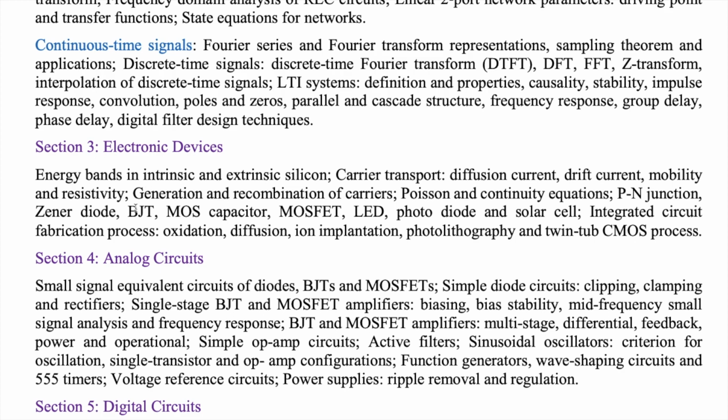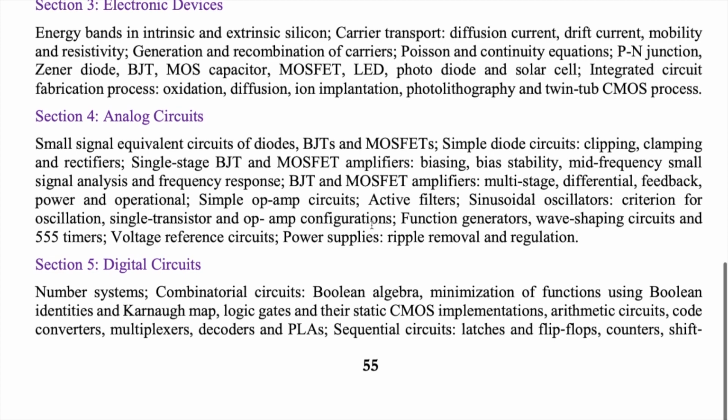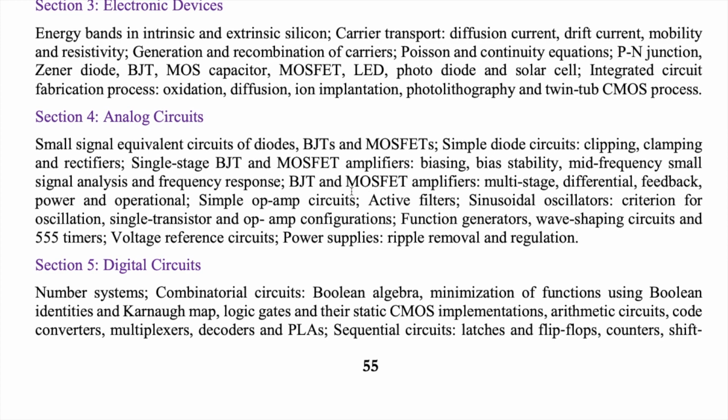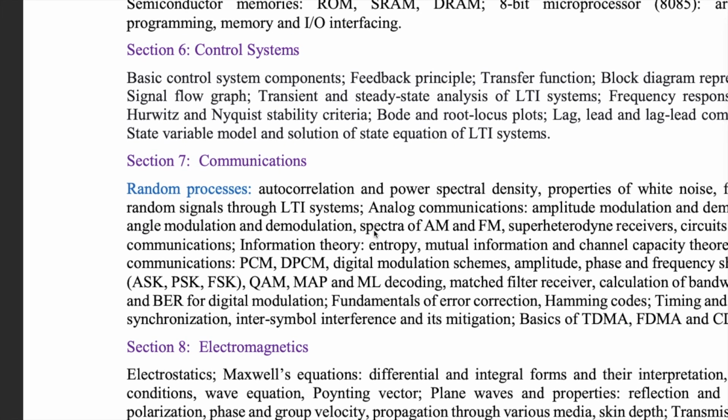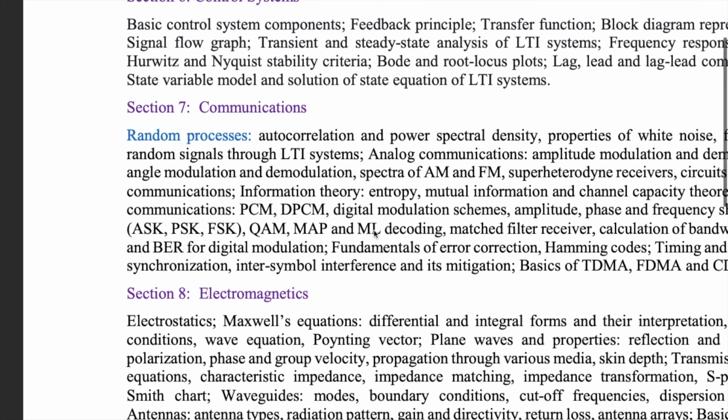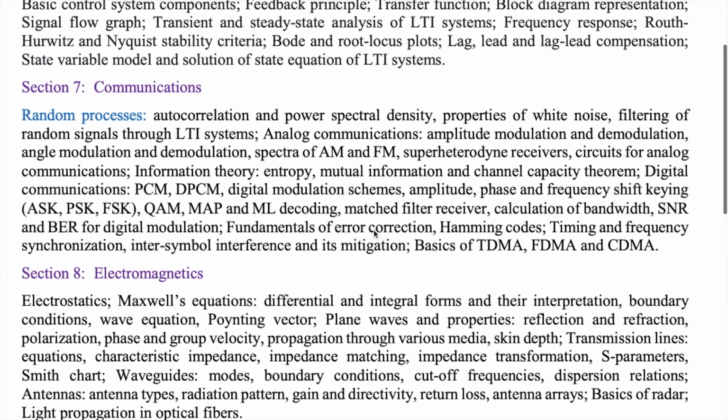Again, the syllabus covers BJT, the diodes, the MOSFET, and everything. Then we have analog circuits, which has the BJT, MOSFET amplifiers, feedback, oscillators, function generators, and all. Then we have section 5, that is digital circuits. Section 6 is control systems, section 7 is communication.